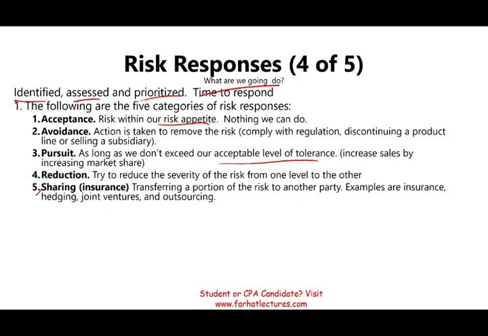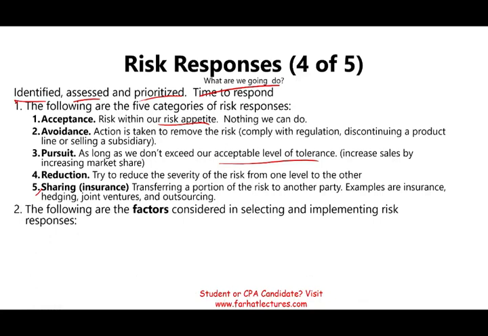So on the CPA exam, they'll give you an example and they'll tell you what type of risk response the company is utilizing here, and you have to decide what they are utilizing. Okay, so also, the following are the factors considered in selecting and implementing risk responses. So you will take a look at the following additional factors. The business context: what environment are you dealing with? That's important. Not all environments are the same.